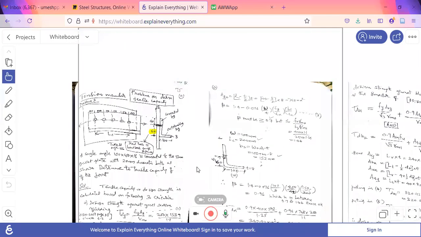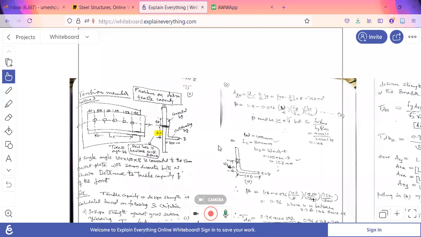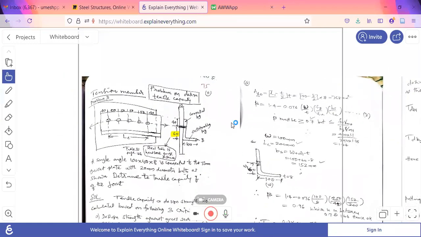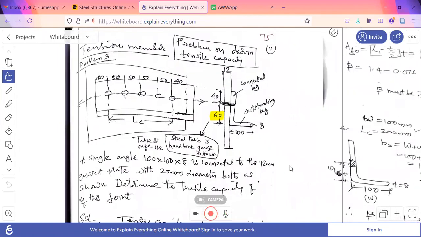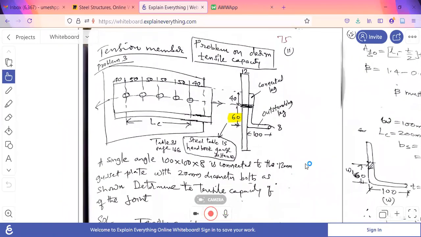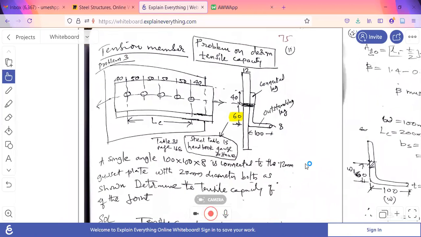So here, what you are supposed to do is, a problem is given like this. Let us read the problem first. Problem number 3 is written here. Problem on design tensile capacity. So it is already designed, the section is given to you people. Diagram will be there in the problem.